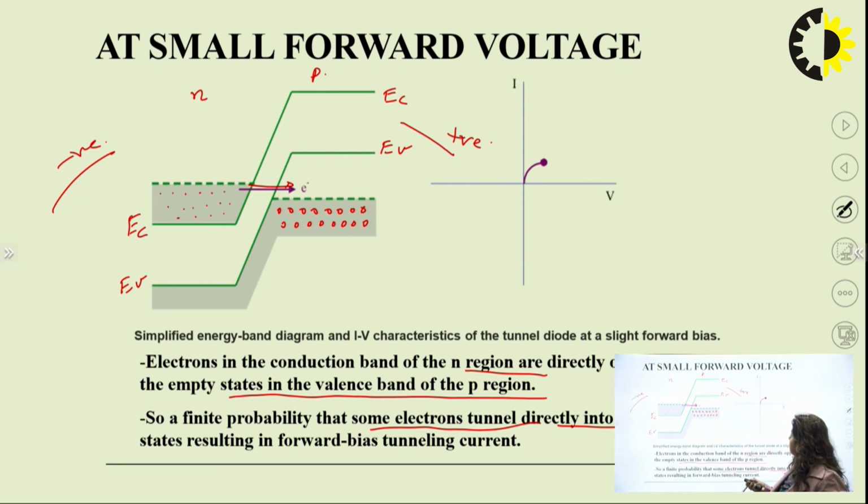So we have this forward tunneling current in the case of forward biasing. You can see that there is only a little amount of current because we are applying a small forward voltage. So there will be a change in the current which is shown here.